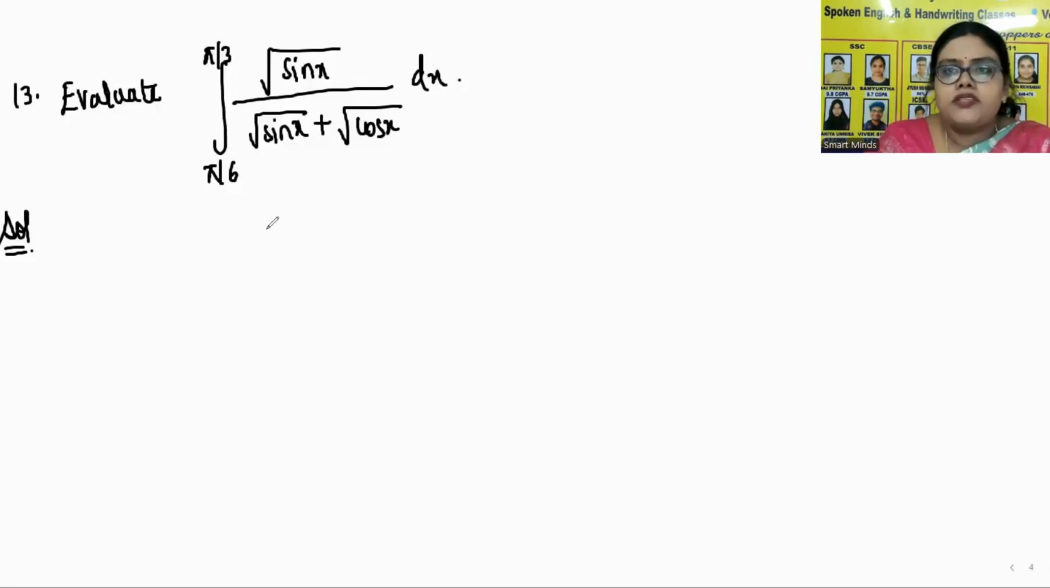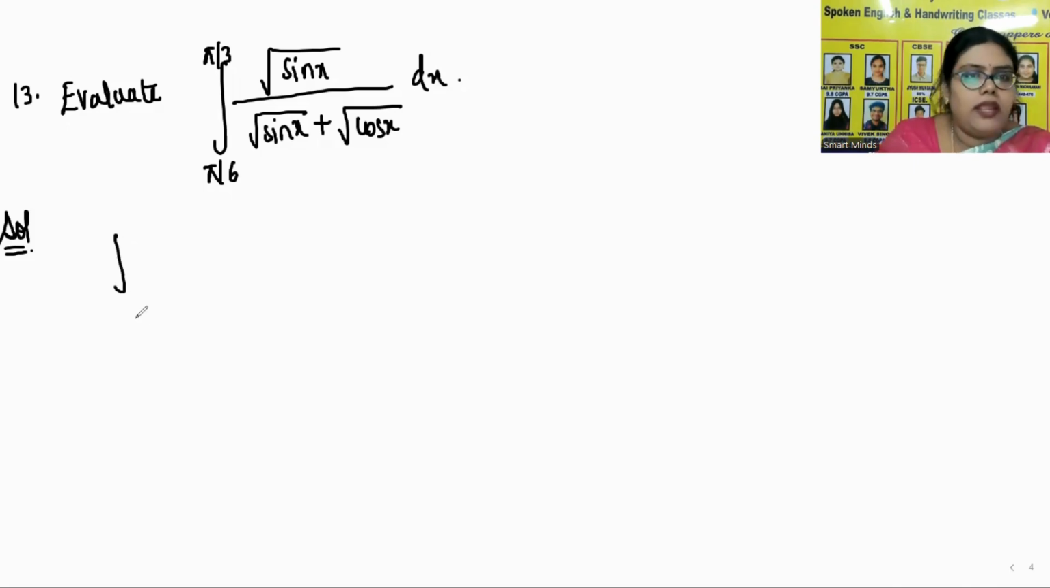Now you take the next question. Evaluate the integral from pi by 6 to pi by 3 of root over sine x by root over sine x plus root over cos x dx. In the last problem, the limit was in terms of 0 to a, so we applied that property. But over here, the lower limit is not 0, so we need to use some other property. Let's see what is the property which we are going to use.